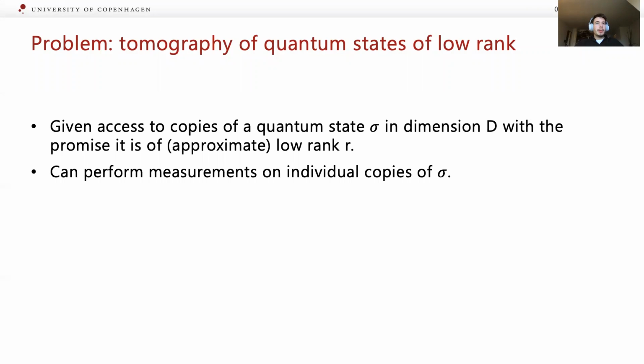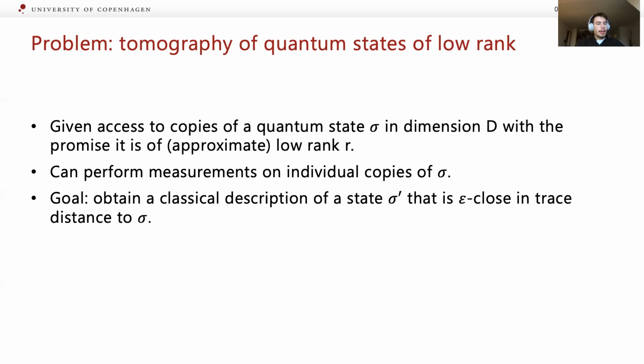And we are allowed to perform measurements on individual copies of sigma. So we get a copy of sigma and then we measure it. In particular, we are not allowed to say store 20 copies of sigma in a quantum memory and then measure them all collectively, because being allowed to do this actually changes the parameters of this problem. And our goal is to obtain a classical description of a state sigma prime that is epsilon close in trace distance to sigma up to some small probability of failure.